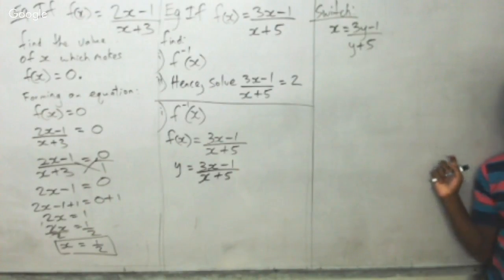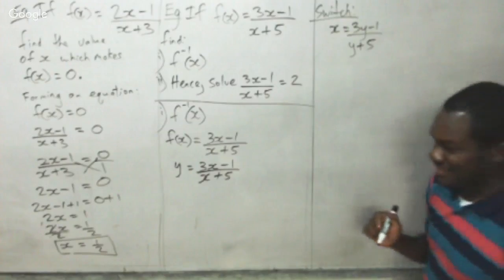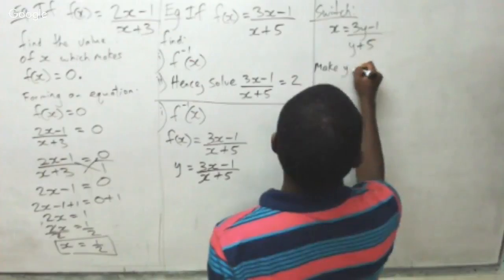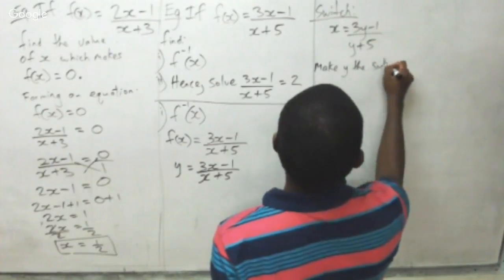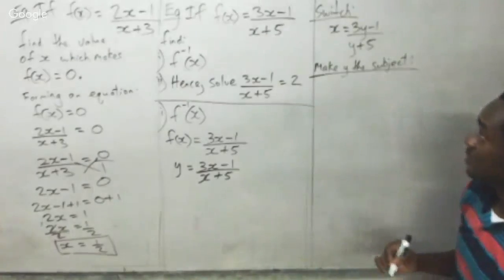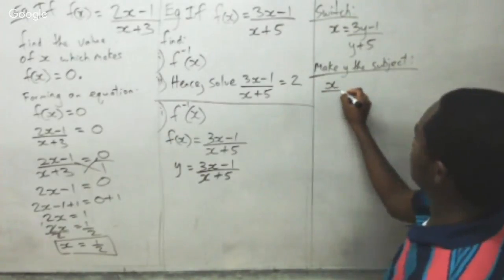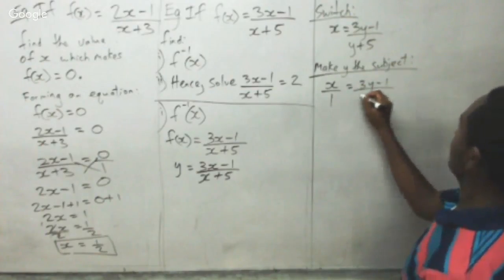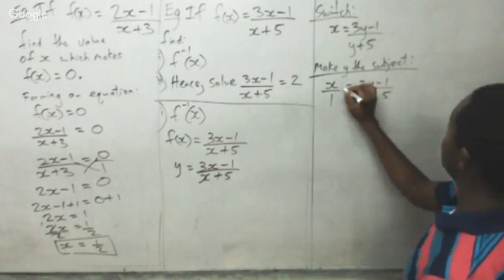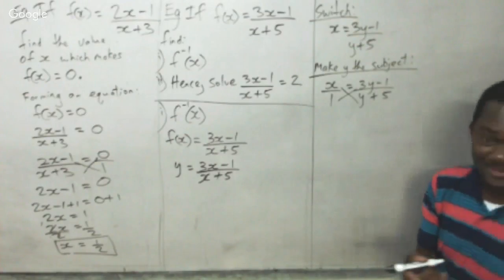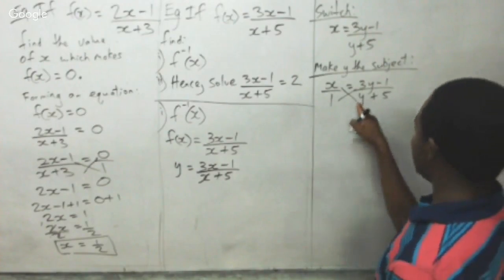What's the next step? Make y the subject. Can we write that? Make y the subject. So we're going to have x over 1 equals (3y minus 1) over (y plus 5). Excellent. That is all that is required. Means you actually passed the exam already. Do you realize that? I will mark it.